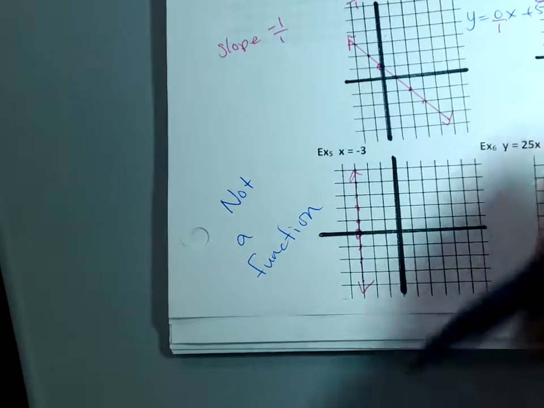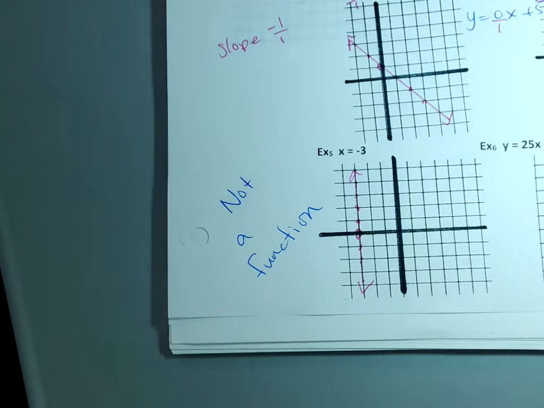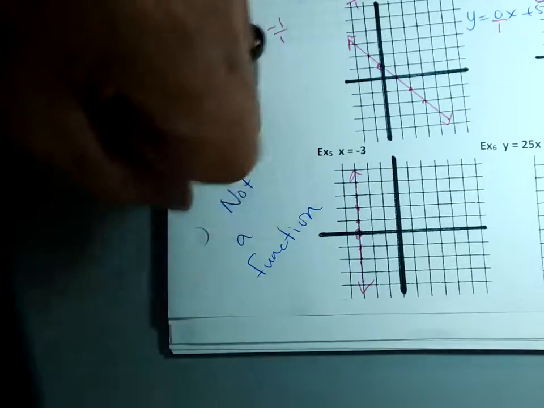It's like going into the store and buying a shirt and having more than one price. Now, yeah, there's sales prices, but there's really only one price. How can a shirt at the store have 10 different prices? One shirt has one price. You guys agree with that? So this is not a function, all right?